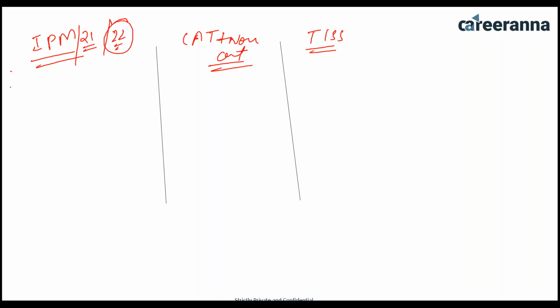Let's talk about IPM first, and then I'll move to CAT plus non-CAT and then TISS. For IPM 21, your exam will be in March or April, right? And you have to appear in your boards too. So just make sure that you complete your syllabus by October.